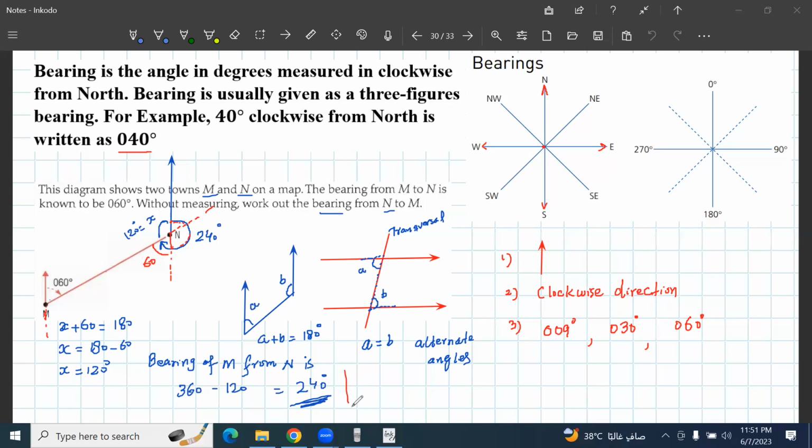So you can say that directly the bearing of M from N is 180 plus 60. That gives us 240. Again, same answer. I hope you get the idea. I explained two ways to calculate the bearing of M from N. We will try one or two more questions. Next.